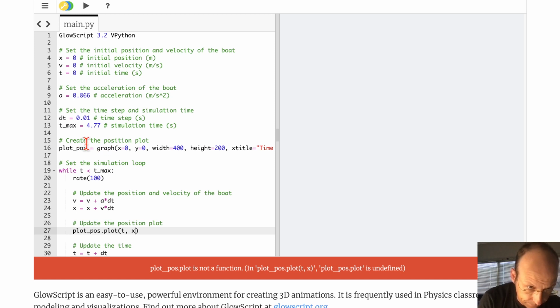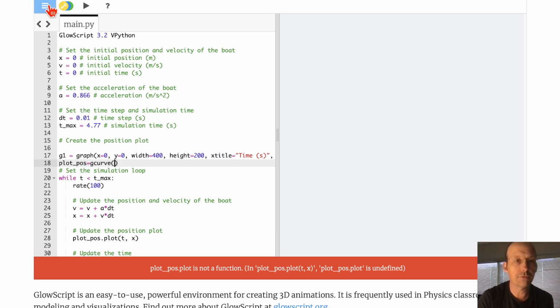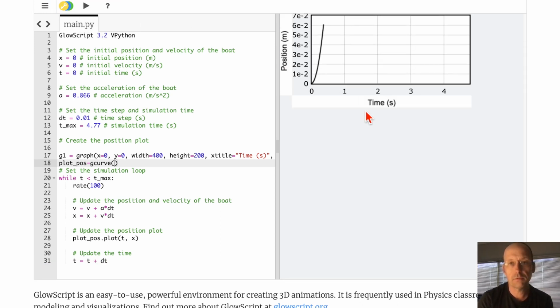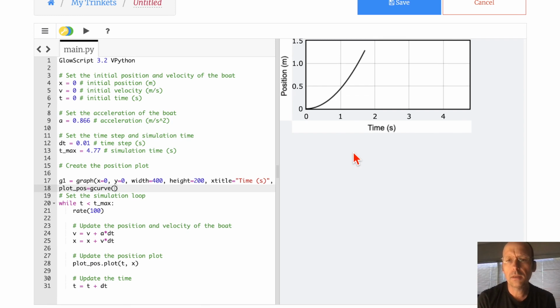Let's do this. G1 plot pos equals G curve. Now let's run it. Okay, so nice. It looks like a constant acceleration. I'm pretty happy.